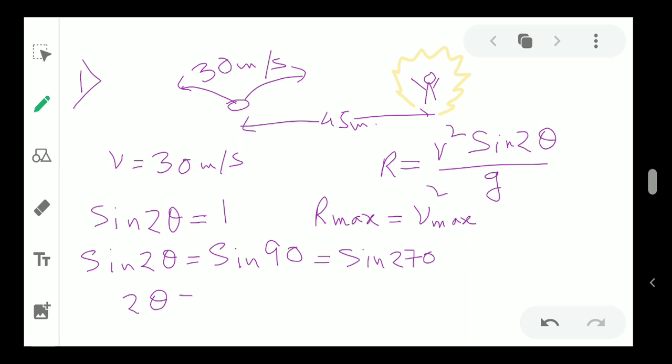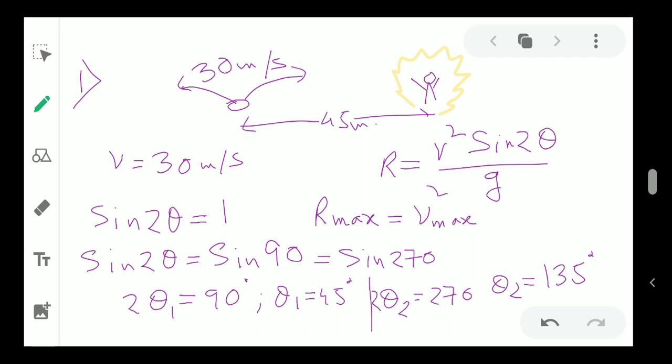One is 2 theta equal to 90 degrees, that is my theta 1. So theta 1 is 45 degrees. Another solution is theta 2, that is 2 theta 2 equal to 270 degrees. So theta 2 is 270 by 2, that will be 135 degrees. So I have two solutions here. In two ways the range can be maximum: for theta 1 equal to 45 degrees and theta 2 equal to 135 degrees.